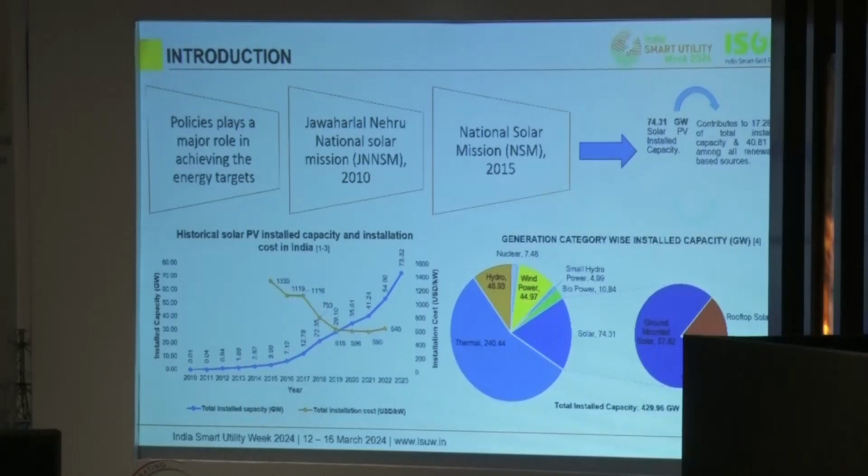The implementation of the National Solar Mission has positively affected the solar PV installed capacity, and as we can see from the graph, the blue trend shows the historical installed capacity till now. It is exponentially rising. The capacity of solar photovoltaic we have reached is 74.31 gigawatt, which contributes 17.28% of total installed capacity and 40.81% among all renewable based sources.